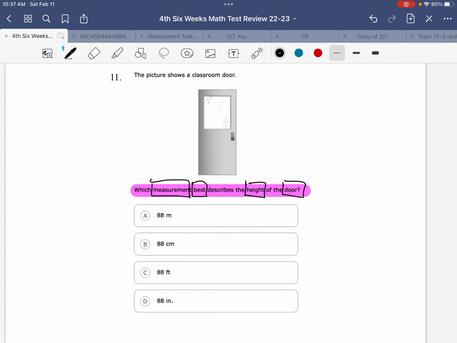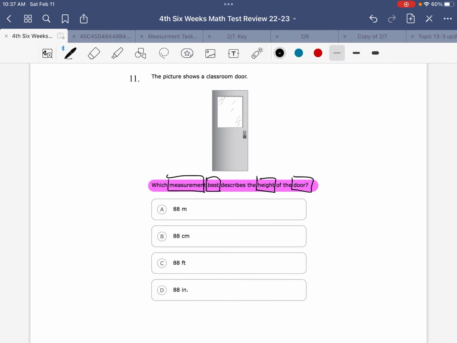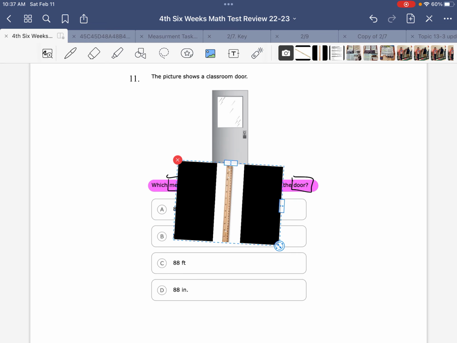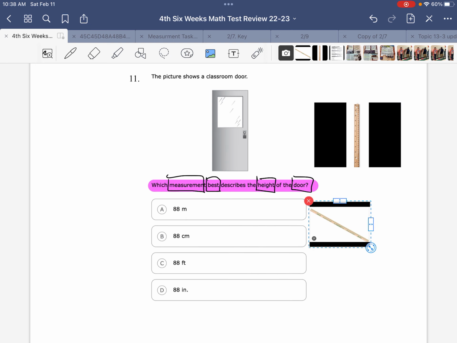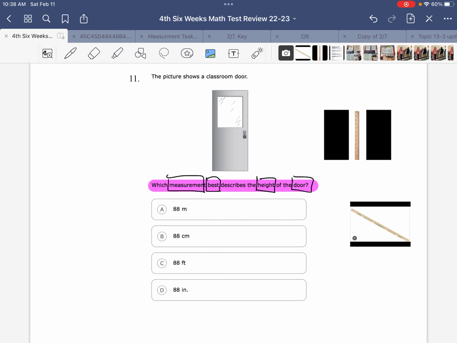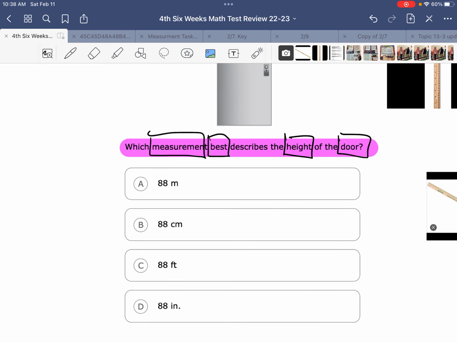Okay, so we have 88 meters, 88 centimeters, 88 feet, 88 inches, okay? So think of your classroom door, and really quick, I'm just going to put some pictures up here to help us just better visualize it. So 88 meters, okay? M stands for meters.